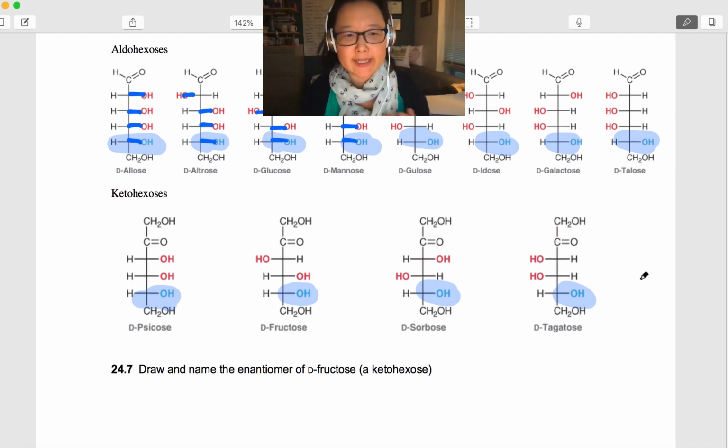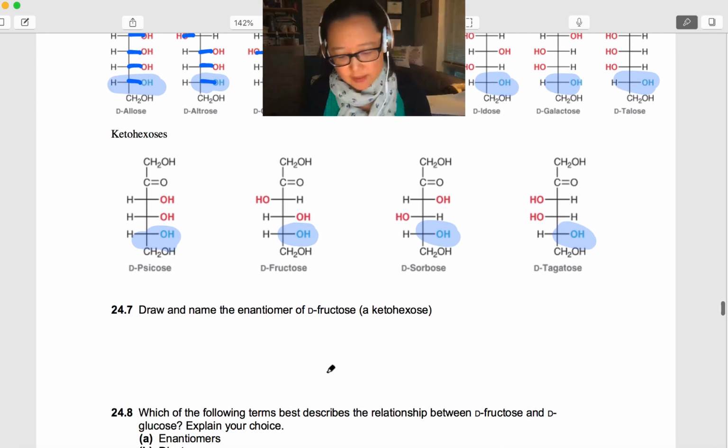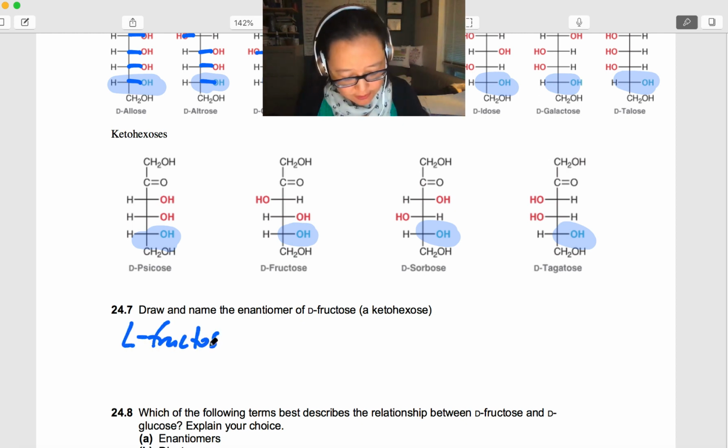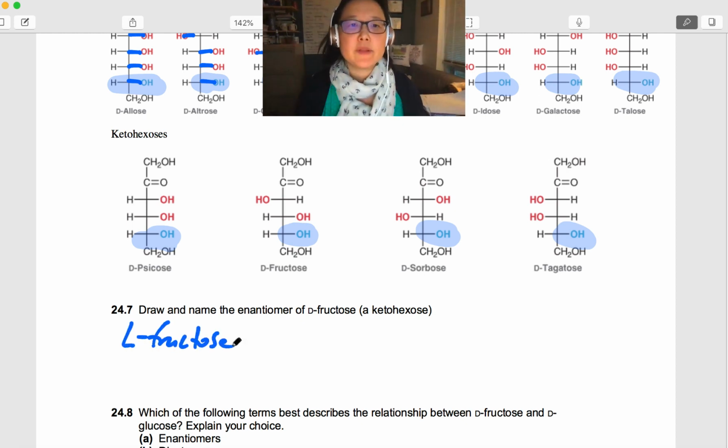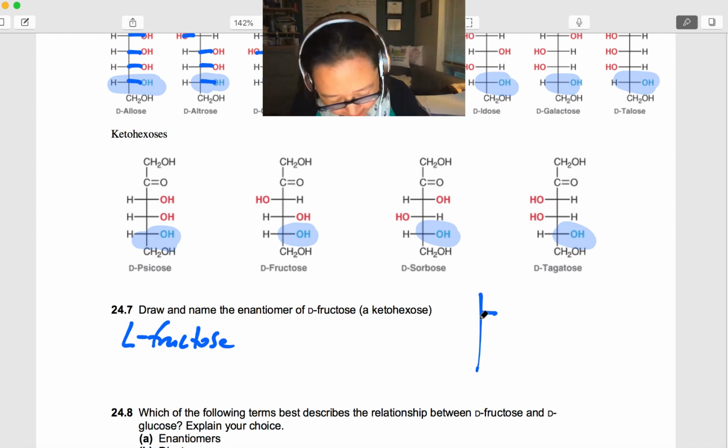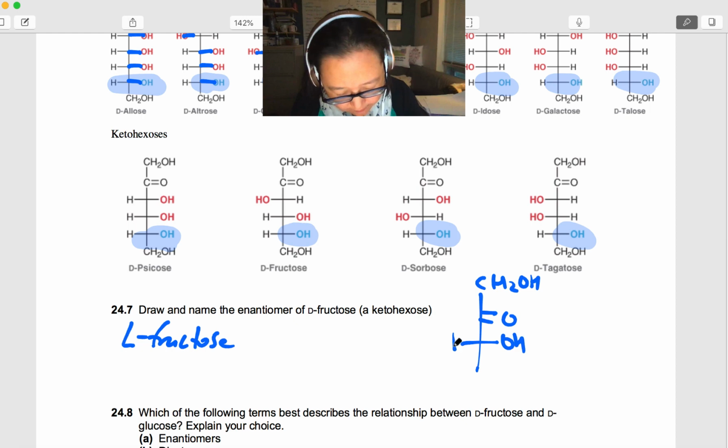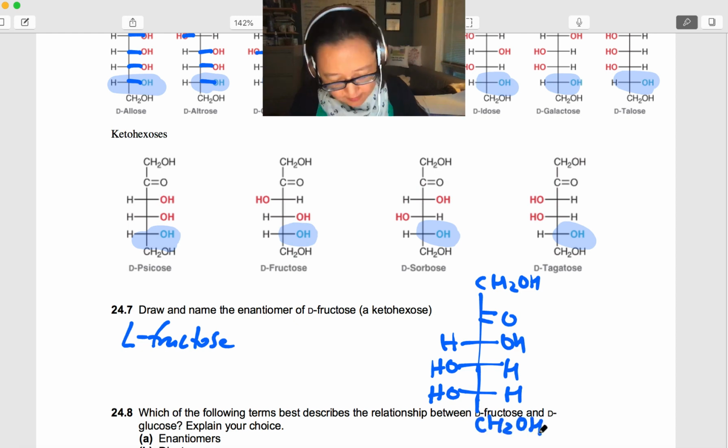So first, draw and name the enantiomer of D-fructose. So they want you to look at L-fructose. So L sugars aren't on here, so I'm going to have to start with D-fructose and draw the enantiomer. So that means that I have a ketose. This part's not chiral, so CH2OH, but the rest of it I have to invert to get the enantiomer. And that means I'm going to have L-fructose, which means the OH right here is on the left side.